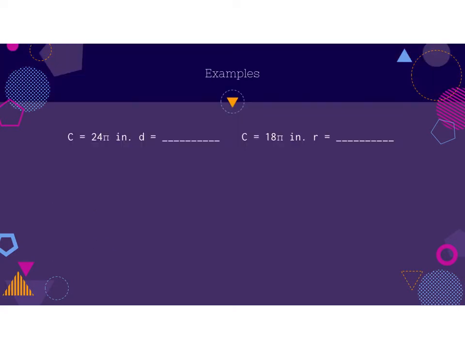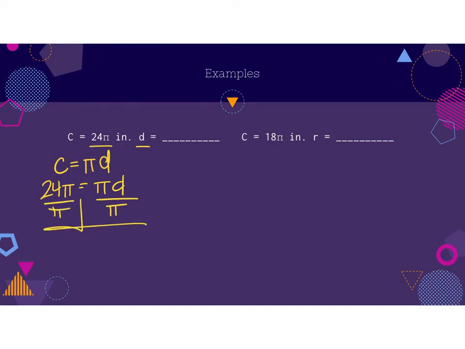For example, if we were given the circumference of 24 pi and we need to find the diameter, I'm going to use the formula circumference equals pi times diameter. I'm going to use what I know. So I know the circumference, so I'm going to substitute 24 pi in for C, and I'm going to solve for my unknown, which is D. In order to do that, I need to divide both sides by pi. When I do that, my pi's reduce, and I'm left with 24 equals D. So the diameter is 24 inches.